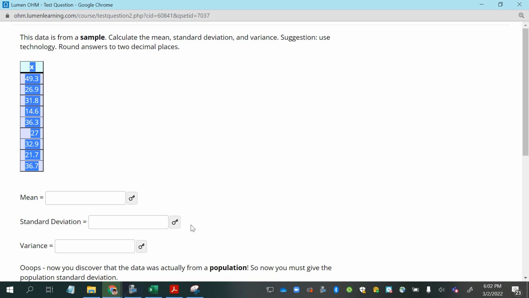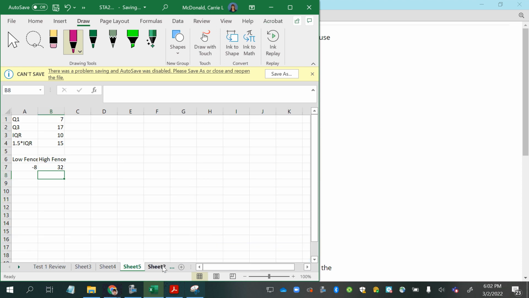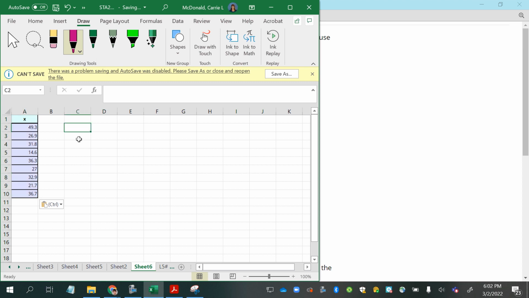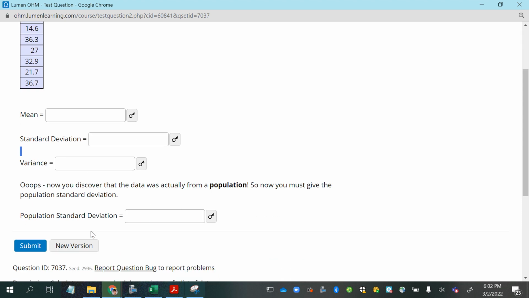All right, now this question is actually super easy to do. Just copy the data and place into your Excel spreadsheet. And then you're going to want to use the built-in functions, the mean, the standard deviation, and the variance. And then you'll also want to do the population standard deviation. So these 3 are sample statistics.